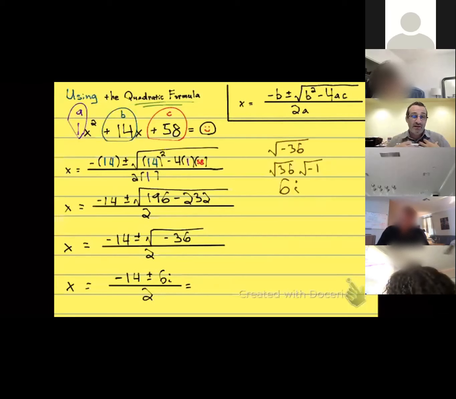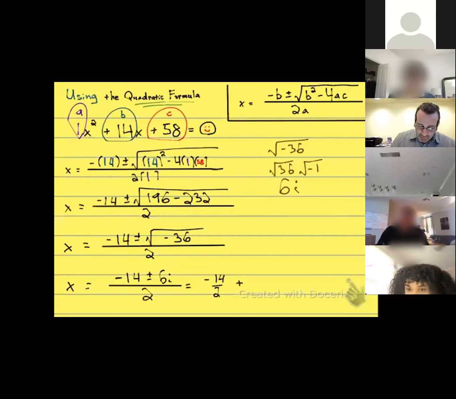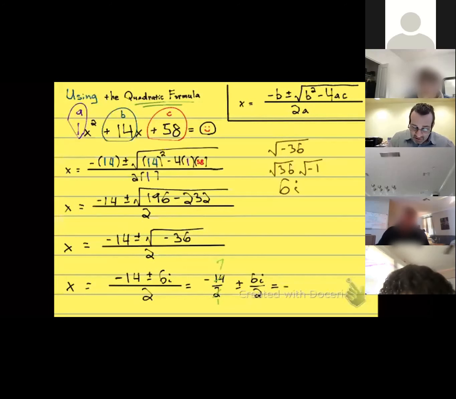The way I like to do it is split it up into two fractions and reduce my two fractions. So my first fraction is going to be negative 14 over 2 plus or minus 6i over 2. Split it up into two fractions, and now you can tell that 2 and 14 will reduce. 2 goes into here once and into here 7 times. So that's negative 7 over 1, which is just negative 7.